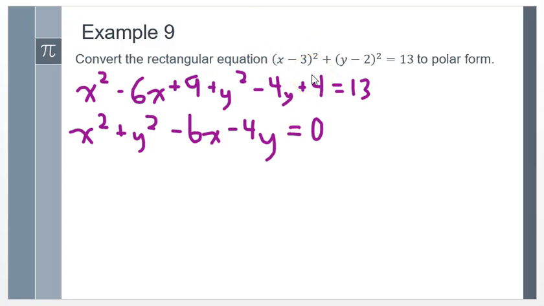9 plus 4 is 13. So I have 13 on the left-hand side, which I subtracted over to the other side and canceled the 13 I currently had over there. So basically the 13 on the left and the 13 on the right canceled out. So now I'm going to do my substitutions.